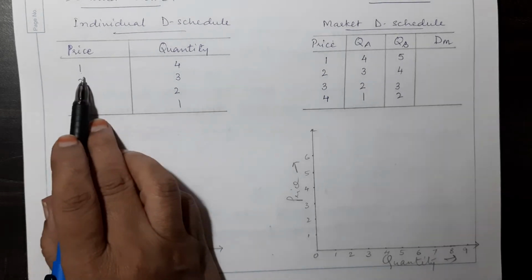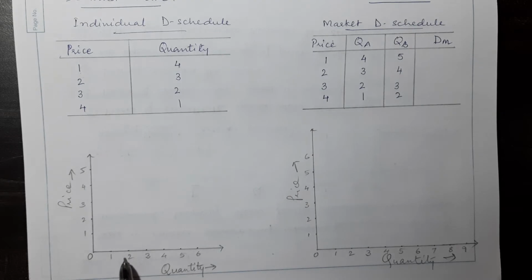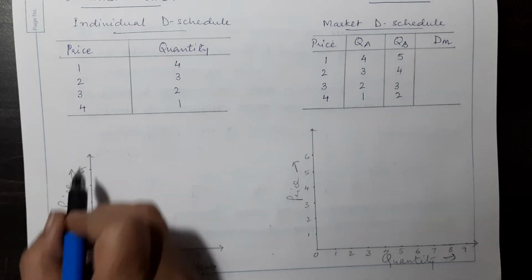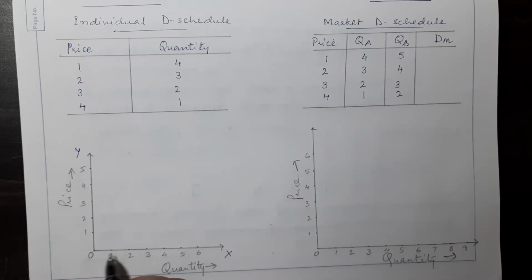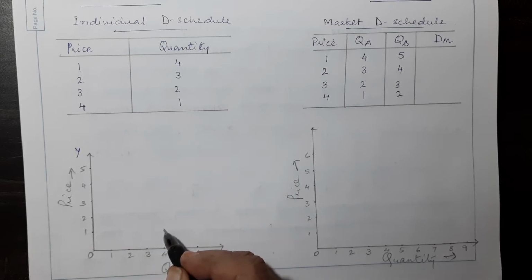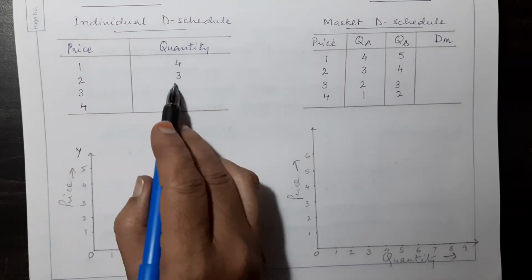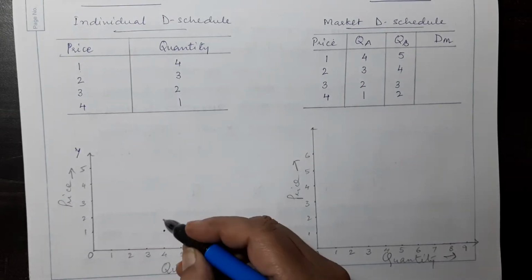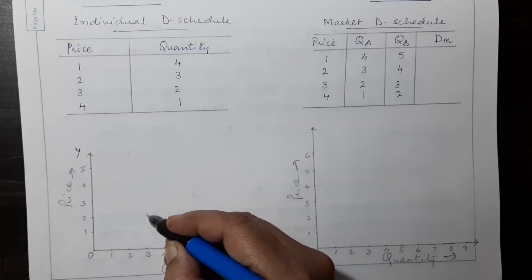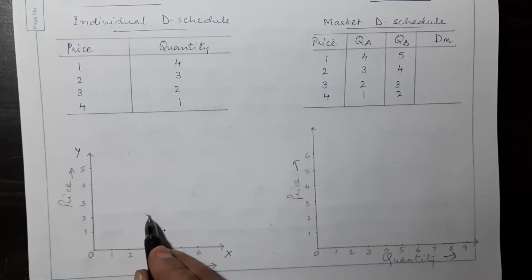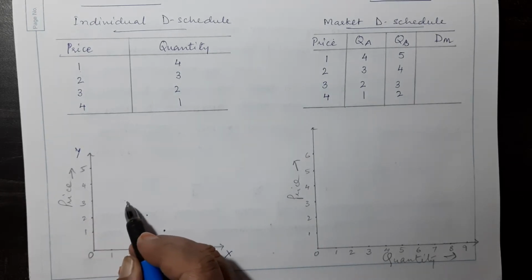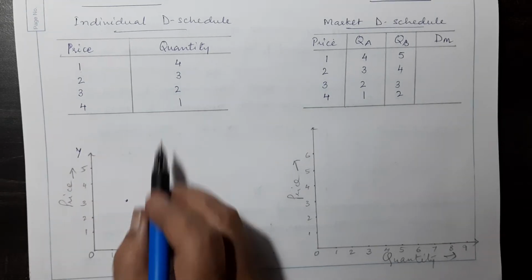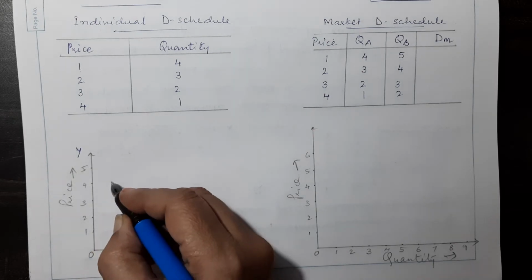Now we saw for 1 rupee, the demand is 4 units. We plot the price on the y-axis and quantity demanded on the x-axis. So here we find for 1 rupee, the demand is 4 units, somewhere over here. Then for 2 rupees, the quantity demanded is 3 units, so it would be somewhere over here. 3 rupees, 2 units, would be somewhere over here. And 4 rupees, it is 1 unit.